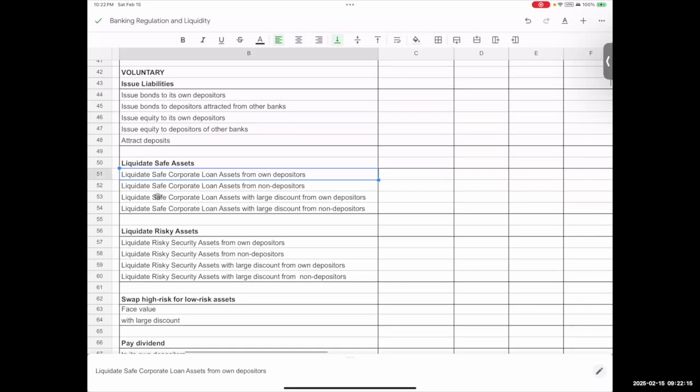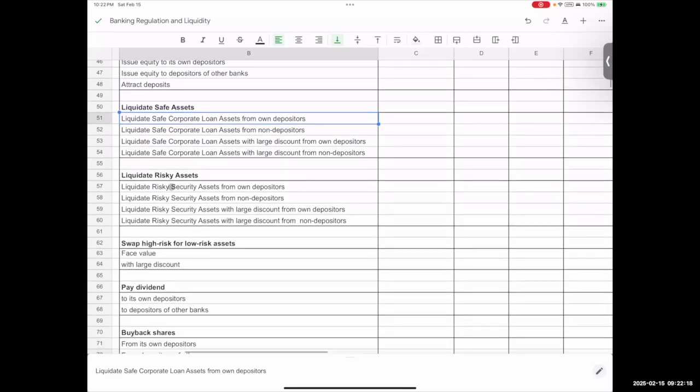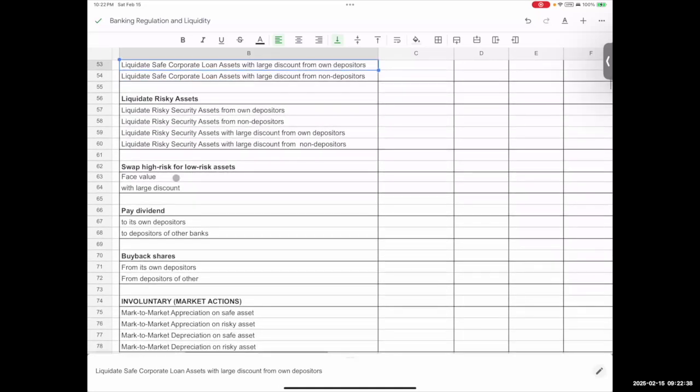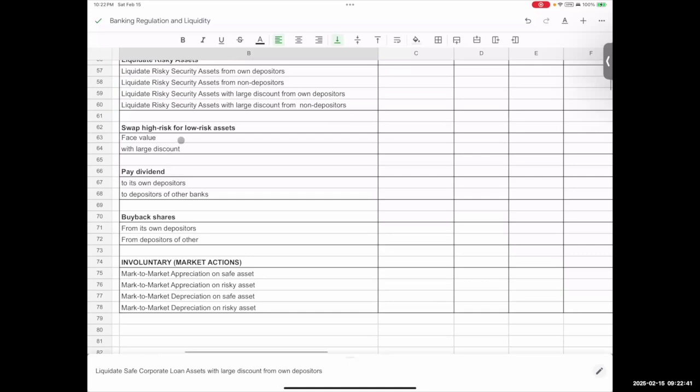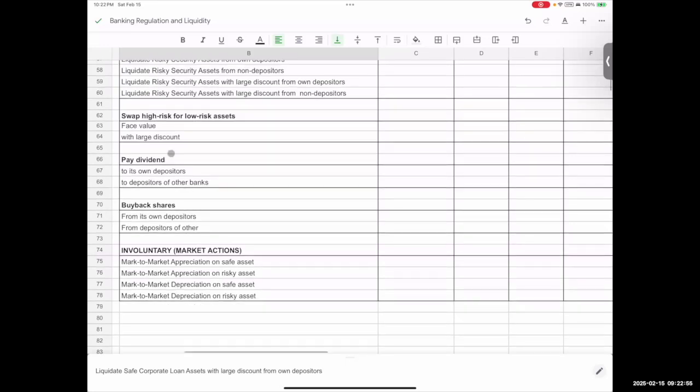Then we have liquidation of assets. We can liquidate safe assets. We can liquidate risky assets, again, both with our depositors and with clients of other banks. And then we have a question of whether there is going to be a discount, since we are potentially liquidating at a time that is not conducive for us. And then swapping high risk for low risk assets. Maybe we can do that at face value. We don't lose value on the high risk asset that we are swapping. We get the same amount of value in low risk assets. Or we have to take a large discount there.